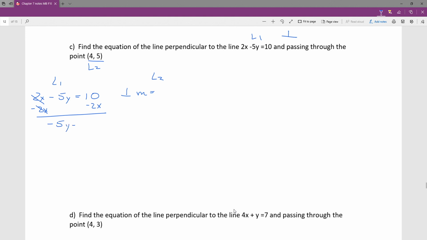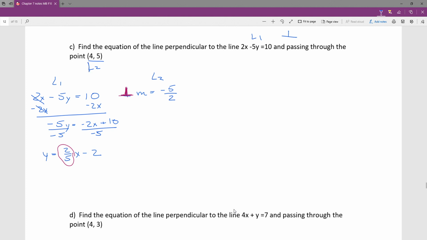Negative 5y equaling negative 2x plus 10. Divide both sides by negative 5 so that I have y equals 2/5 x minus 2. Now that I have this, why I did that was so that I could see what this slope is here. If my other line is perpendicular to that slope, that's the upside down negative of that number. So my slope of my new line would be negative 5 over 2.